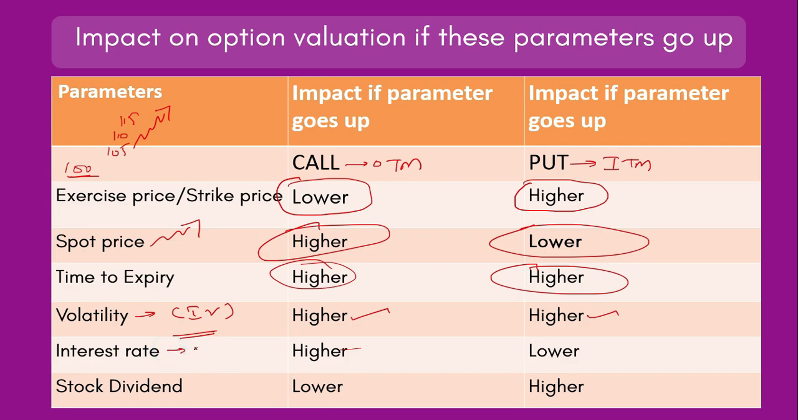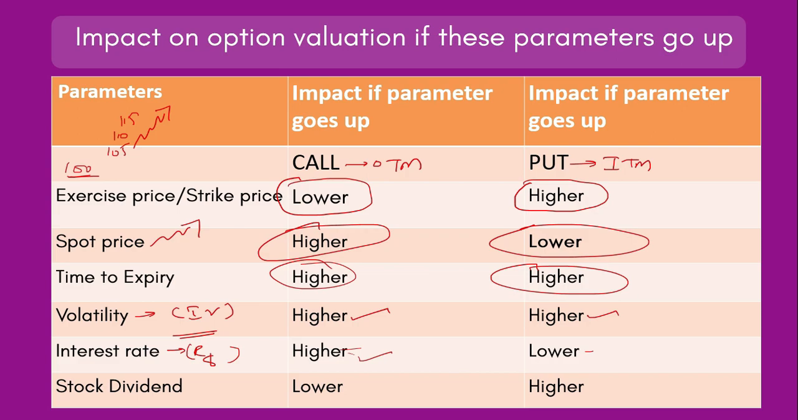And then interest rate, that is nothing but the risk-free rate of return. We have just seen a few minutes ago in this video itself that if RF is high, then the probability of the stock going up is high. It is 50 plus RF, so call will be higher, and put will be lower, because it is 50 minus RF, the probability of the stock going down will be low. So the higher the risk-free rate of return, the higher the price of call and the lower the price of put.